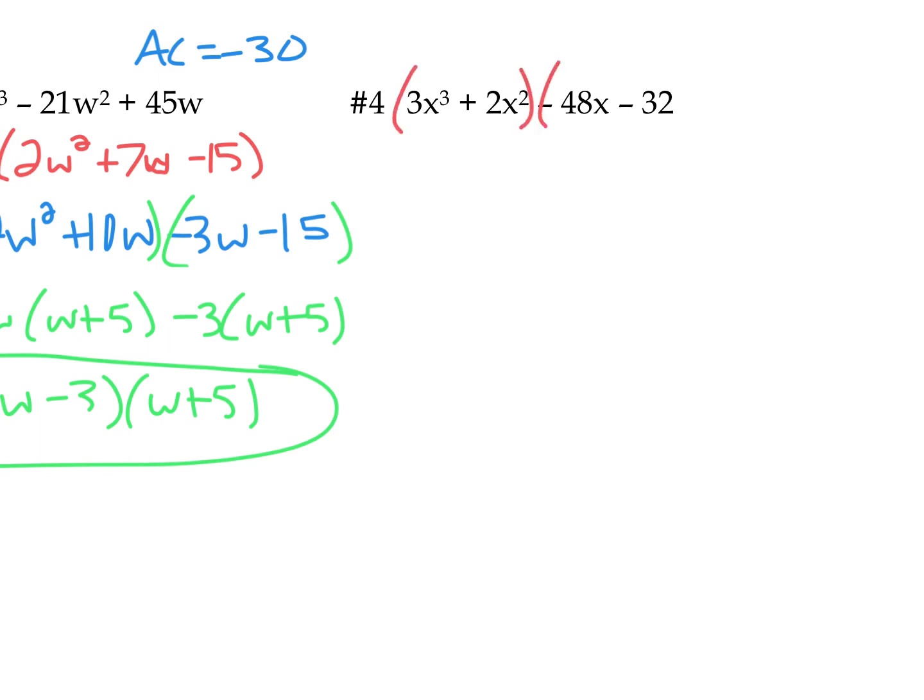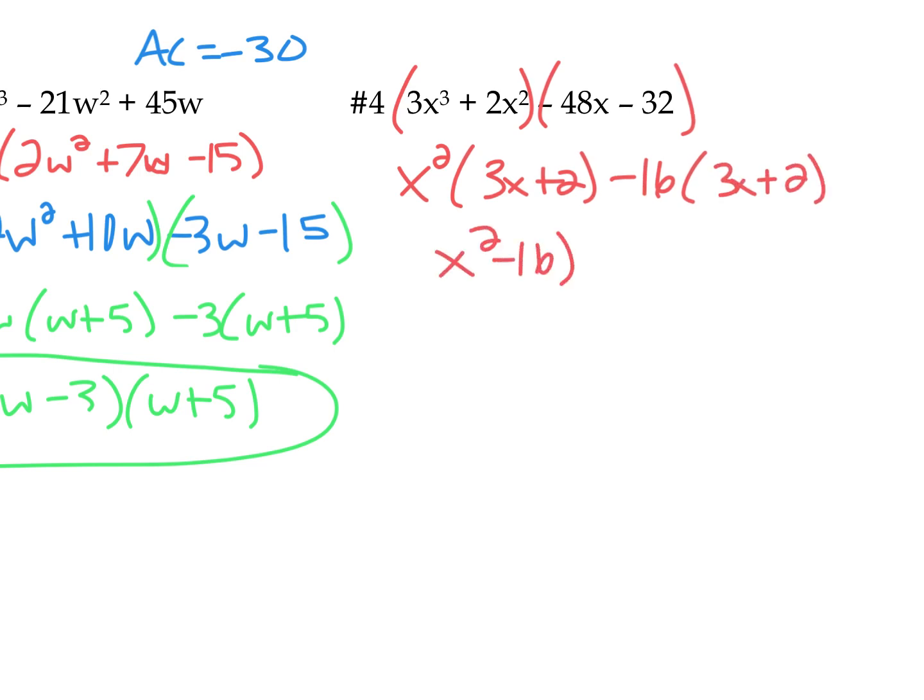Make sure it's in standard form. So we have the x cubed, x squared, x, and the constant term. That's good. And then in these groupings, we can factor out, let's see, x squared here first. And so we'll have 3x plus 2. And the second group, we can factor out a negative 16. And we're going to have a 3x plus 2. And so we have x squared minus 16, and we have 3x plus 2.